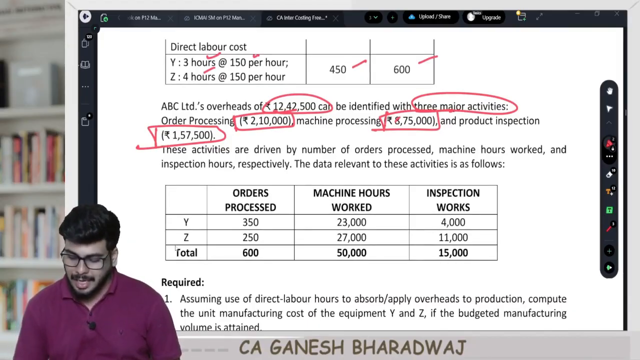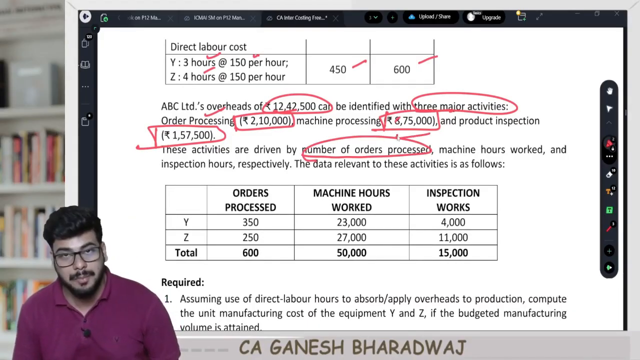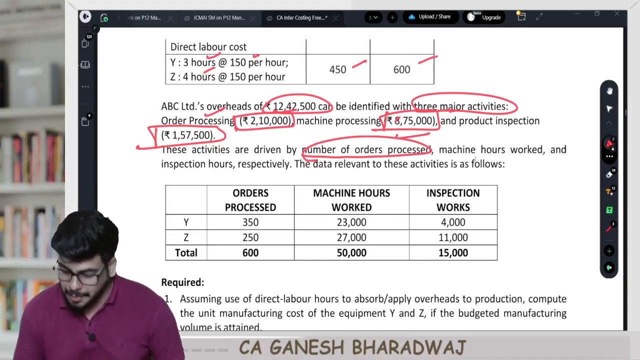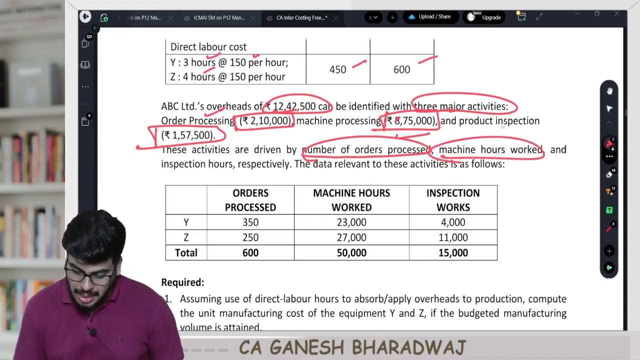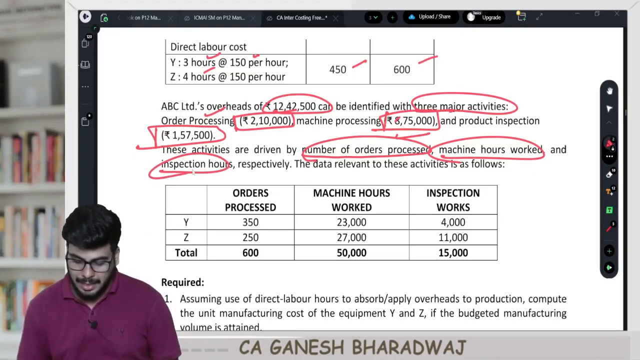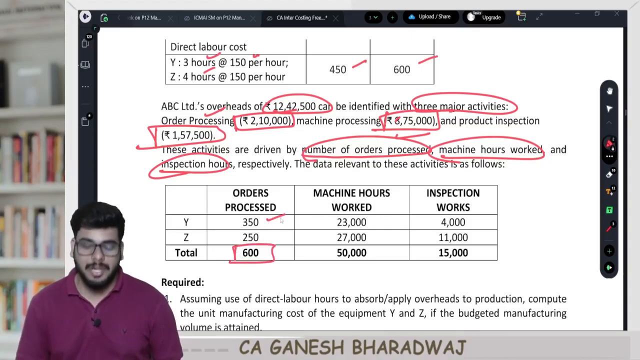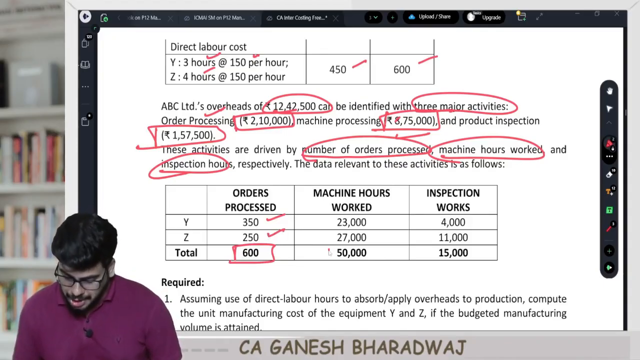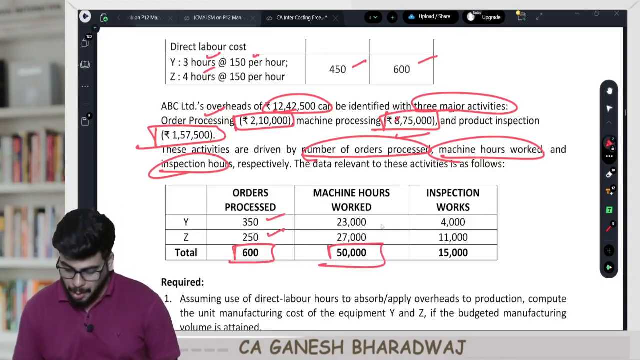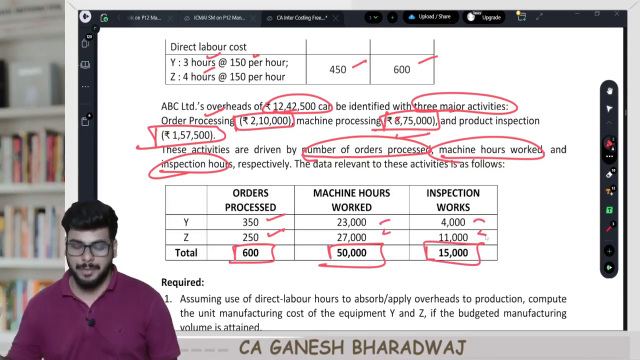These activities are driven by the number of orders processed. That is, your order processing is going to be driven by the number of orders processed, your machine processing based on your machine hours, and your product inspection on the basis of inspection hours. The data are given below. Total number of orders processed 600. Out of that, 350 were the orders processed for Y and 250 were the orders processed for Z. Similarly, machine hours total is given and product wise breakup is also given. Inspection hours total is given, product wise breakup is also given.